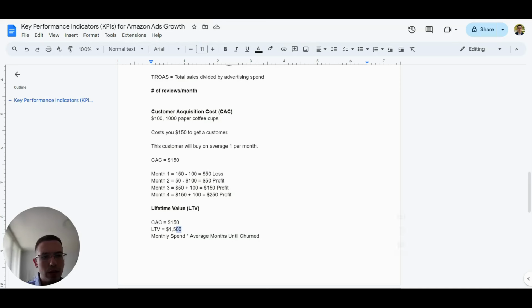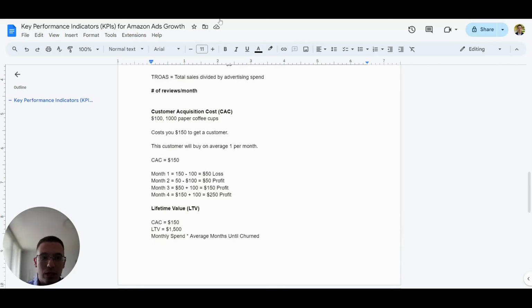So in this above case, lifetime value compared to CAC. You've got, in this case, $150, a lifetime value of $1,500, or about 15 months or so before they stop buying, which is a very healthy profit margin. You can see that you spent $150 to acquire $1,500 over time, which is very, very healthy. That's about a 10 ROAS, 10% TACOS.